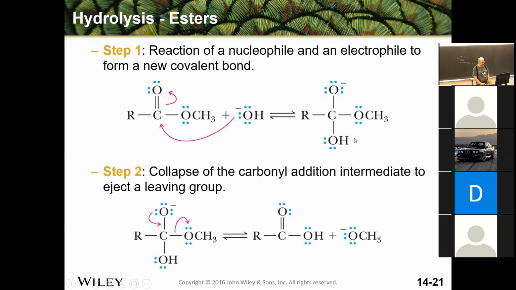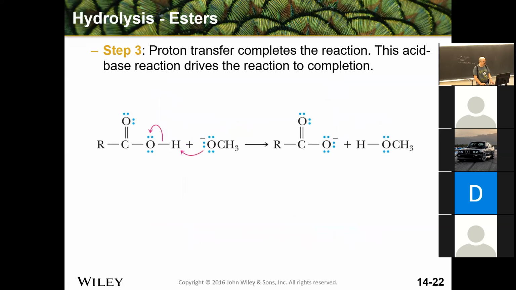And then these two products undergo an acid-base reaction with each other. Methanol is a weaker acid than the carboxylic acid, and so methoxide grabs this proton and we end up with the conjugate base of our carboxylic acid.